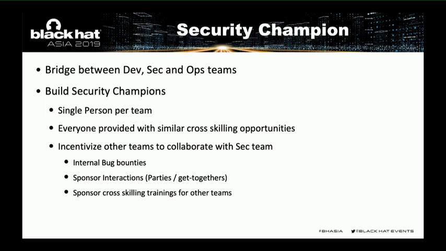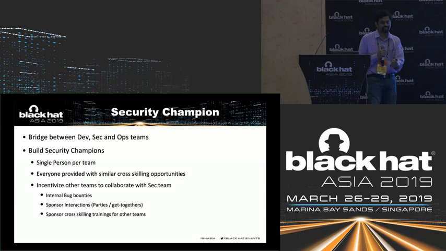A security team can incentivize others to get security. For example, open up internal bug bounties, so your developers can submit bugs and then submit fixes, and they get paid for it. Or you can sponsor interactions, you can sponsor cross-skilling. So if a developer wants to learn how to do secure code development, instead of taking that money out of the dev team's pocket, you sponsor it from the security team's pocket. And believe me, that will be a much better investment than training your pen tester, because secure code would eliminate the need for large-scale pen testing.